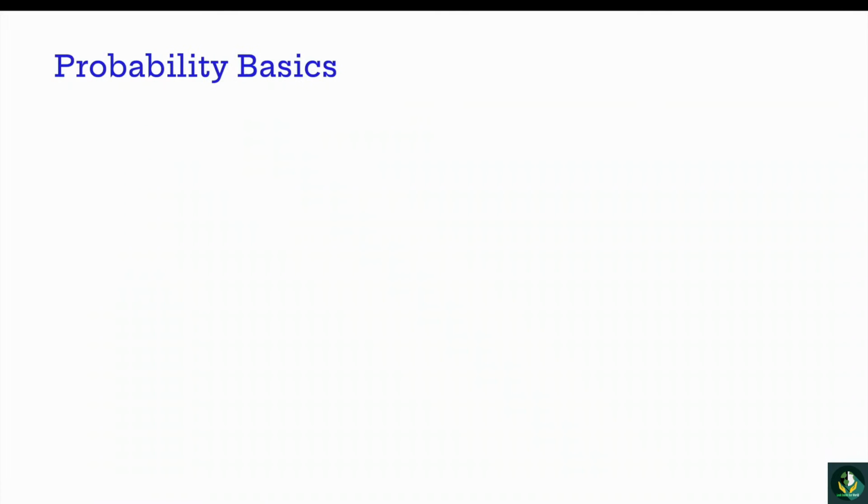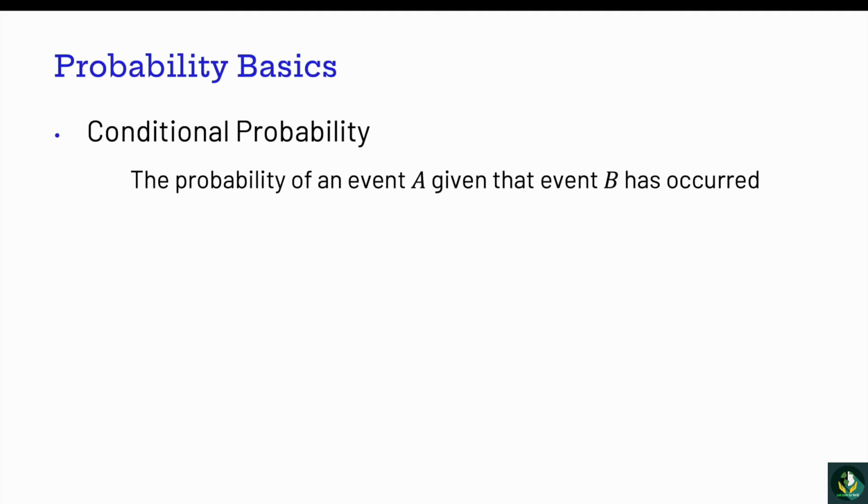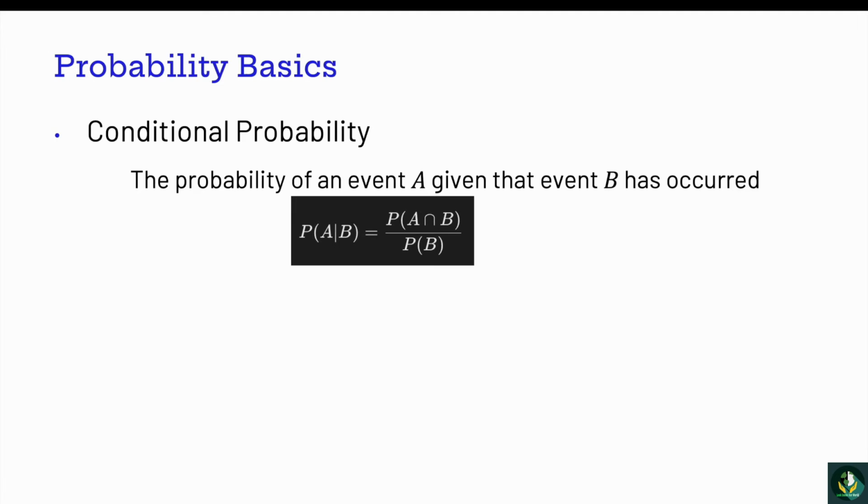Day 5: probability theory and distributions. Let's start with probability basics. In here, let's look at conditional probability. The probability of an event A given that event B has occurred is represented as P(A|B), which is equal to P(A and B) divided by P(B).